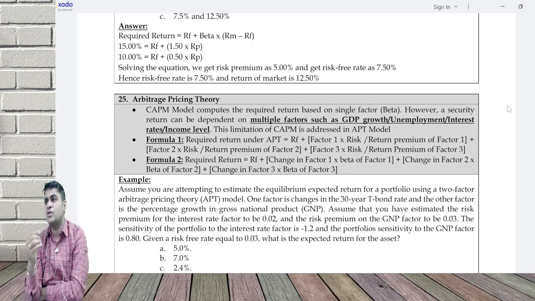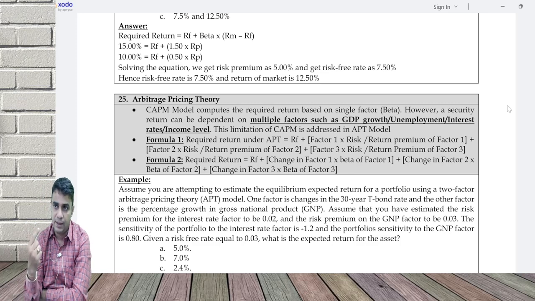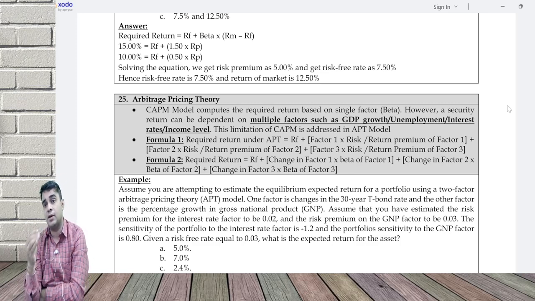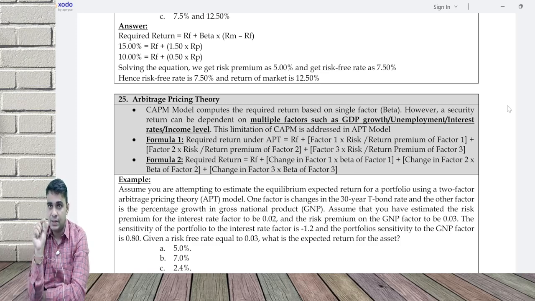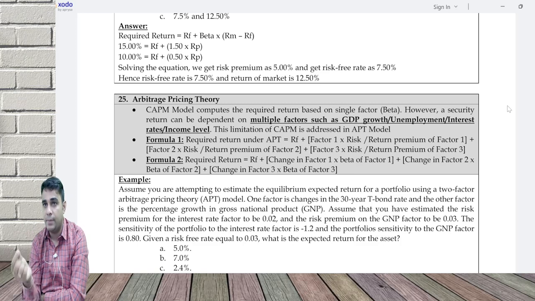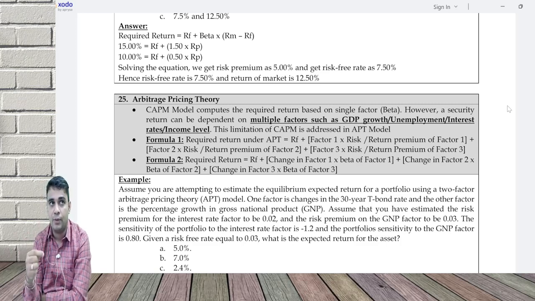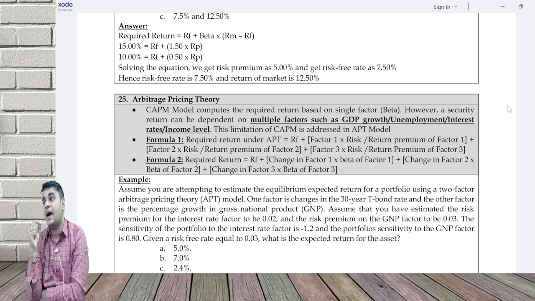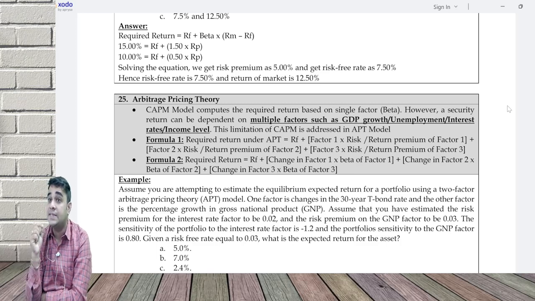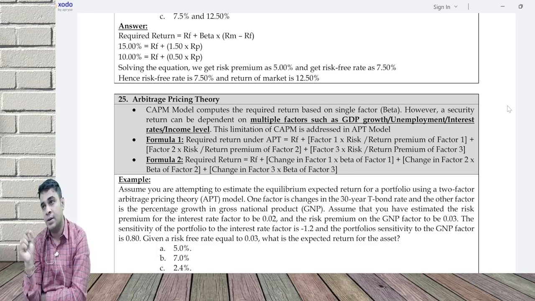So they said, let's not consider one factor like beta, consider multiple factors. Then what's the formula they gave? RF plus beta 1 into (RM minus RF) plus beta 2 into (RM minus RF) plus beta 3 into (RM minus RF). Like this, you can keep going on. When I say beta 1, it's called factor 1. It's not technically beta 1, it is factor 1. And when I say RM minus RF, it's technically the risk premium of the factor.